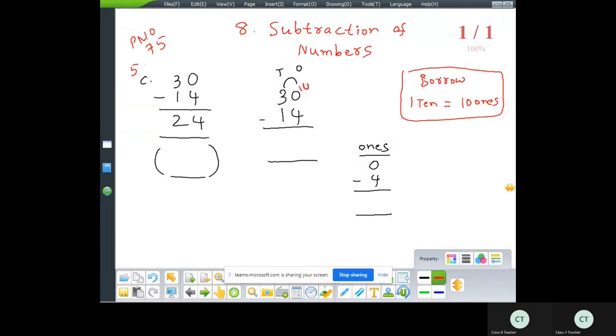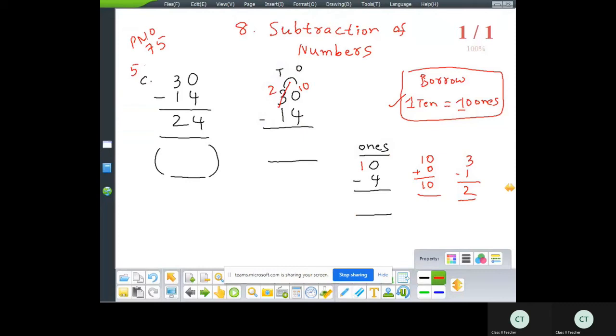Borrow. 1 ten is equal to 10 ones. Here 10 ones are there and 0 ones are also there. 10 plus 0 is 10. Now it is 10. We took 1 ten from 3 tens as borrow. From 3 tens we subtract 1 ten. 3 minus 1 is 2. This is 2.